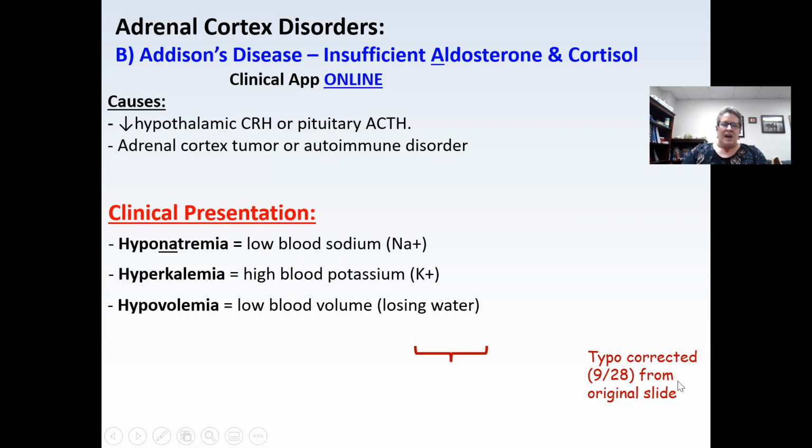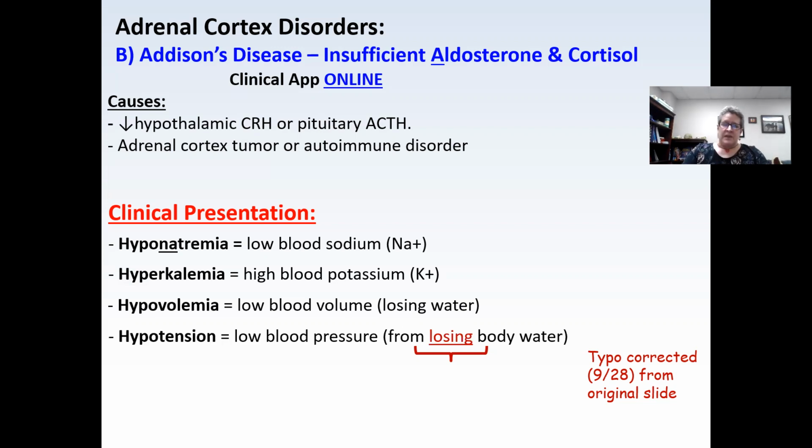Okay. So what's happening is you're losing body water because you're peeing it out. If you have low blood volume, your blood pressure is going to be low. Now, you'll also have anorexia, and that's not a true loss of body mass. What it is, it's a loss of body water. Anytime someone loses weight very quickly, like within a week or two, that's usually a loss of body water.